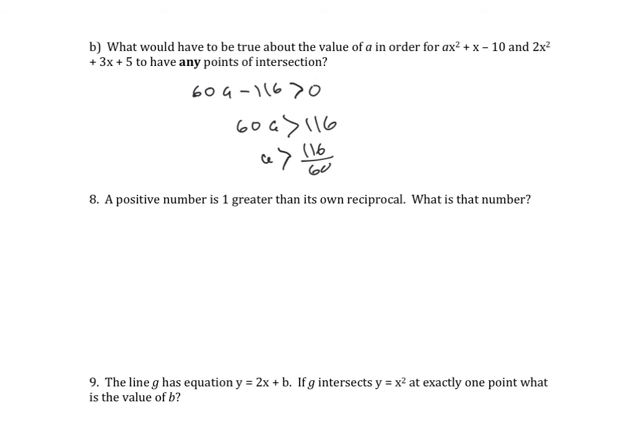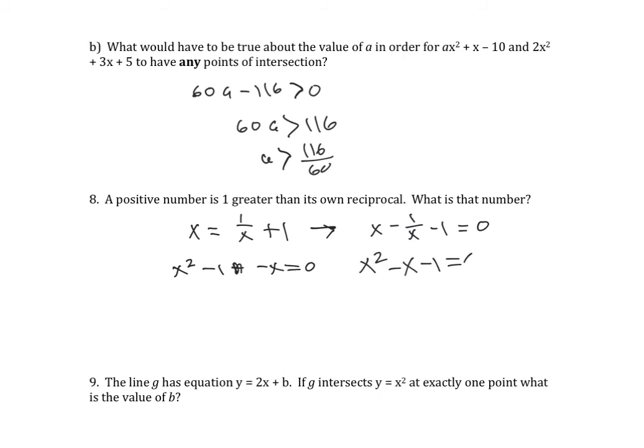Okay, a positive number 1 is greater than its own reciprocal. What is that number? I'm sorry, this should be equal to. So we get a positive number, x, is 1 greater than, so it equals its own reciprocal, plus 1. And that gives us x minus 1 over x minus 1 equals 0. Multiply everything through by x to get x squared minus 1 minus x equals 0, or x squared minus x minus 1 equals 0.